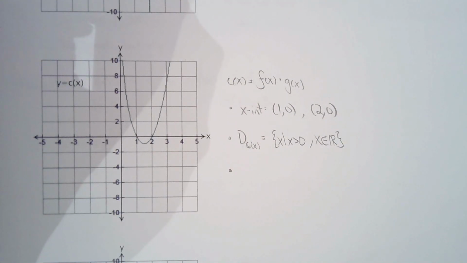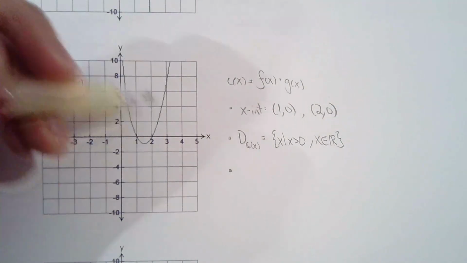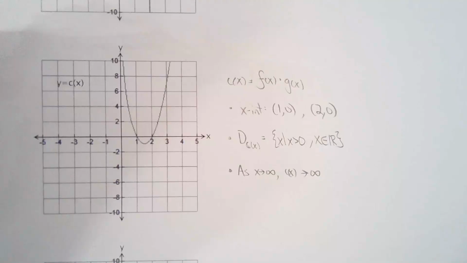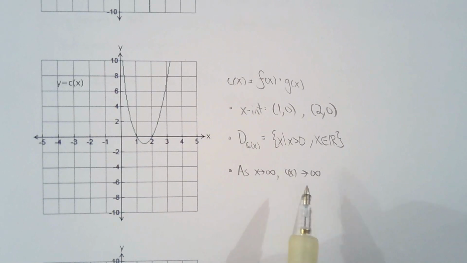Let's see, what does this graph have? Let's talk about end behavior again. As x approaches infinity, c of x approaches infinity. Okay, but this point is also not conclusive because what other function has that? If I add f and g, I will get the same thing here. So I would not lead off with this.